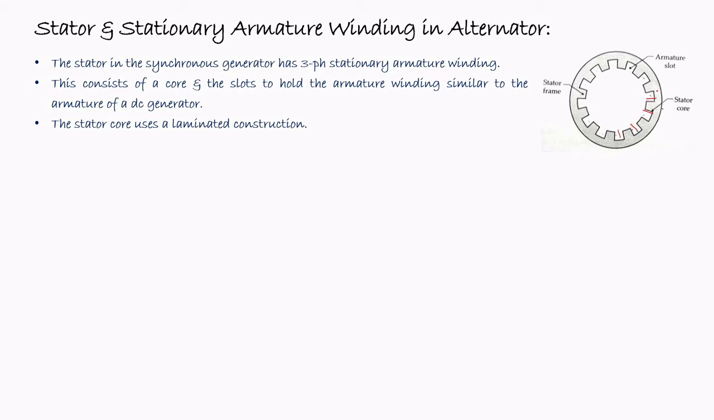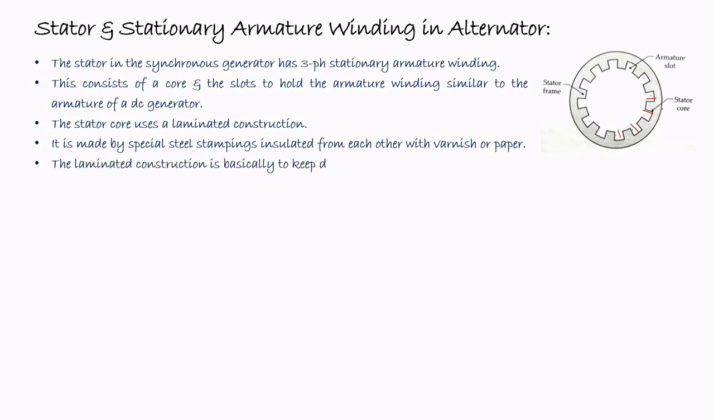The stator core basically uses a laminated construction. This is to reduce the eddy current, and the material is silicon steel, which is used to reduce the hysteresis losses. It is made by special steel stamping insulated from each other with varnish or paper. The laminated construction is basically to keep down the eddy current losses, and the silicon steel is basically used to reduce the hysteresis losses.